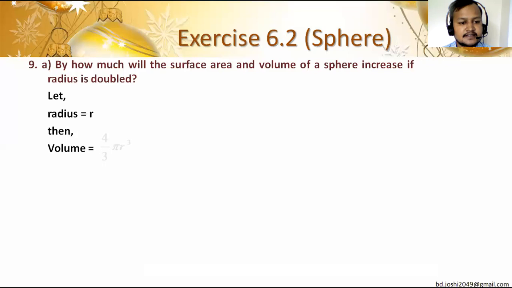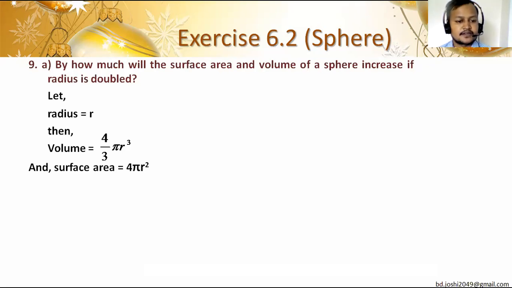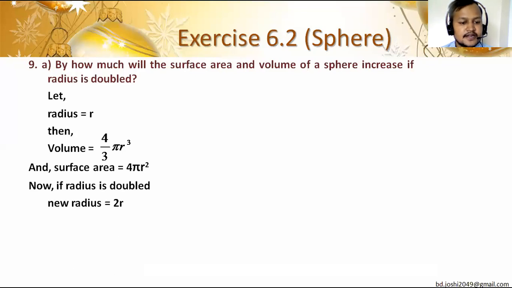Let the radius be r, then we can write the formula of volume as 4 by 3 pi r cube. This is the formula of volume. I have written the formula of surface area also. Volume is 4 by 3 pi r cube and surface area is 4 pi r square. Now if the radius is doubled, the new radius will be 2r in place of r. R को ठाउँमा अब 2r आउने भयो. So in place of this r, and in place of the second r in the formula of surface area, we have to put 2r there.